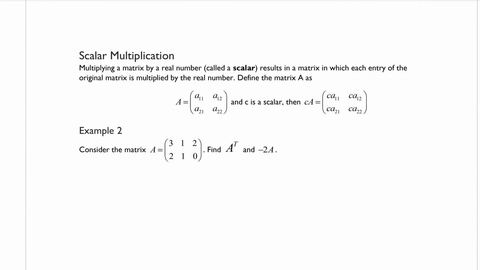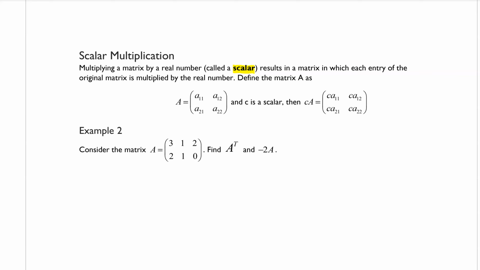All right, let's move on. So it turns out that there's actually two types of multiplication when you are talking about multiplication with matrices. The first kind of multiplication that you deal with is called scalar multiplication. So multiplying a matrix by a real number called a scalar results in a matrix in which each entry of the original matrix is multiplied by the real number.